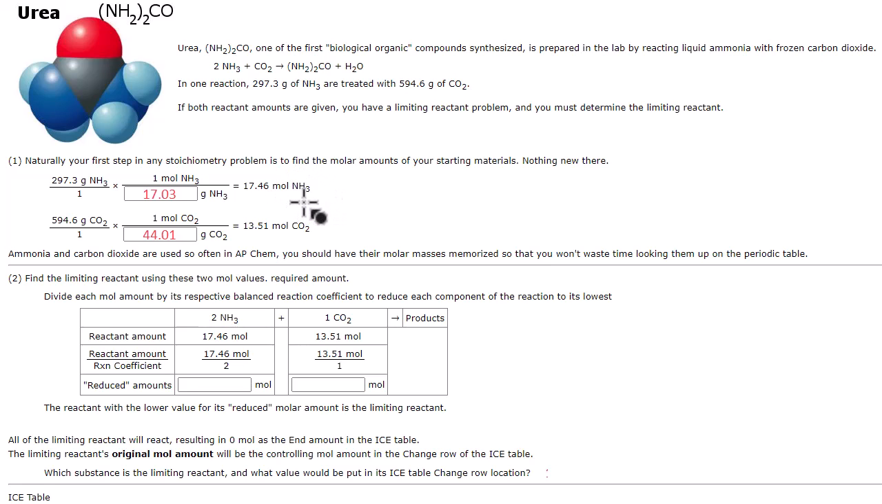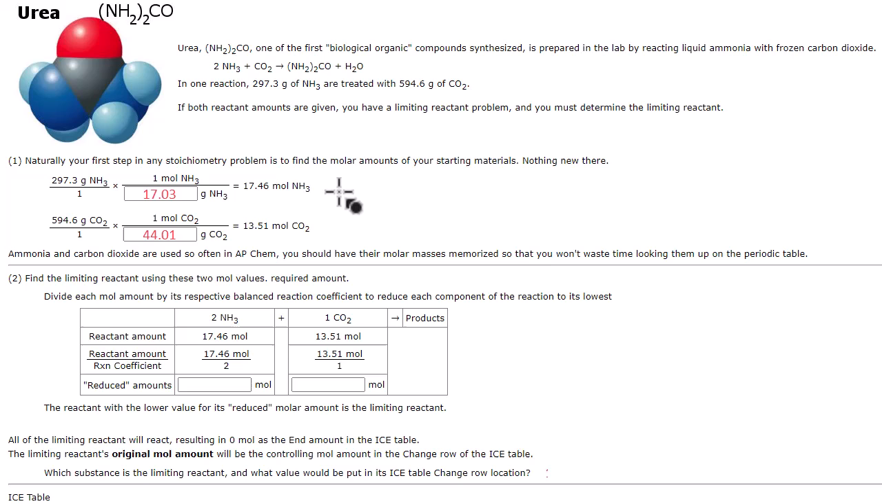Here we've got 594 grams of carbon dioxide, but now we divide by carbon dioxide's molar mass. This one you should remember, 44.01. It's used a lot. Sometimes you don't need this one. 44 would have been enough, but again, 4 sig digs, and I had to do things correctly here.